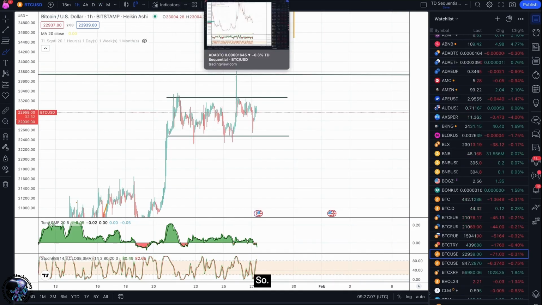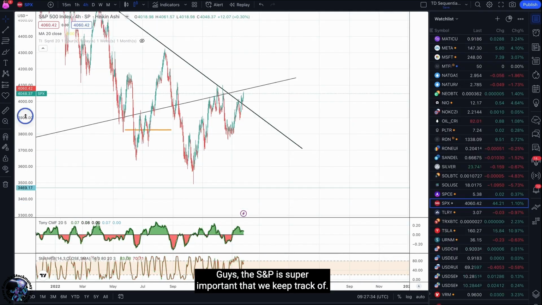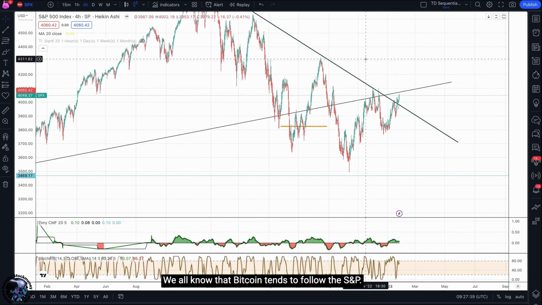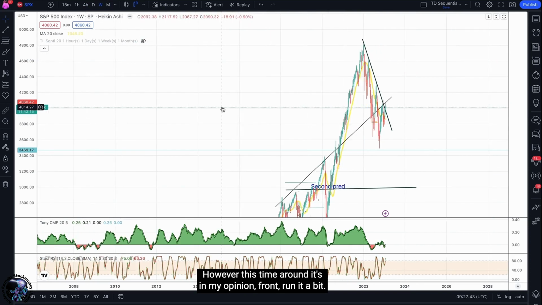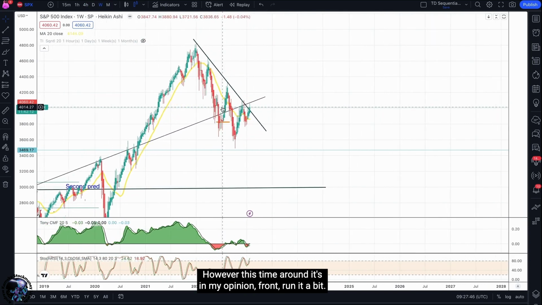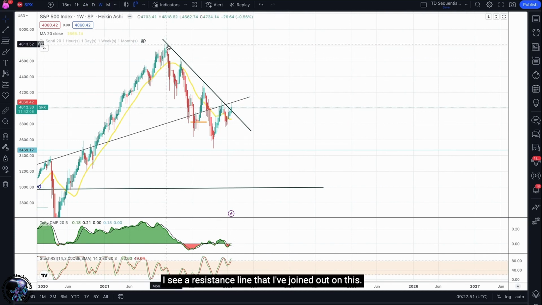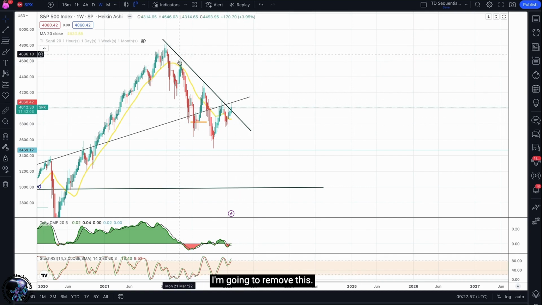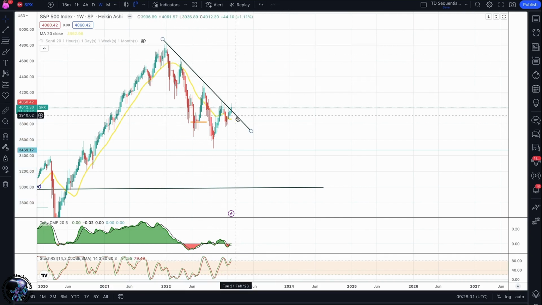Okay, so the next chart I want to jump into, allow me to find it. Guys, the S&P is super important that we keep track of. We all know that Bitcoin tends to follow the S&P. However, this time around, in my opinion, it's front run it a bit. Now, when I look at this chart, I see a resistance line that I've drawn out on this angle here. I'm gonna remove this, this is something else. So I see a resistance line here.